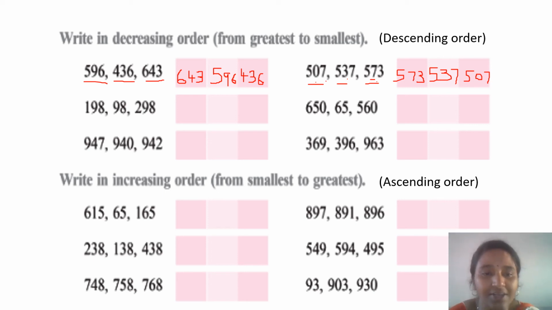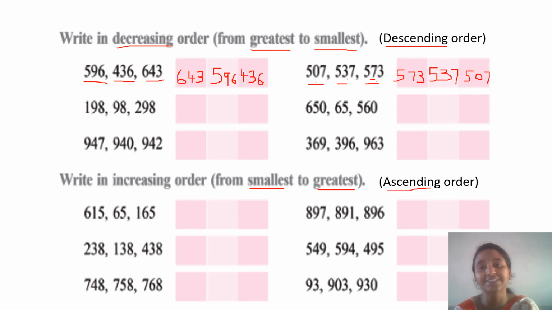Coming to the next section. Write in increasing order, which is from smallest to greatest. It is also called ascending order. If you write the numbers from greatest to smallest, it is called descending or decreasing order. If you write the numbers from smallest to greatest, it is called ascending or increasing order. Now, what are the three given numbers here? 615, 65 and 165.